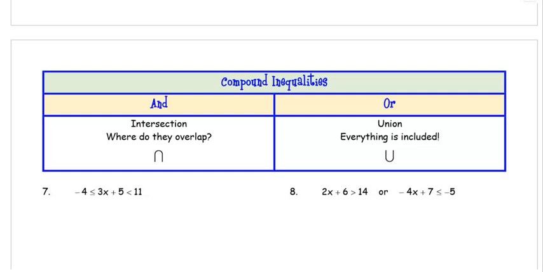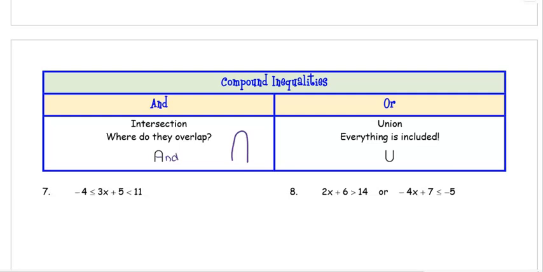With these compound inequalities, you're going to have an AND statement or an OR statement. AND represents the intersection. Where do they overlap? The symbol that you'll see for AND sometimes is an upside down U. You can think about that as an AND because you can make the A and continue to write out the word. So the upside down U is our AND statement. OR stands for union. Everything is included. U, the correct direction for the U, stands for our union. It is our OR statement.